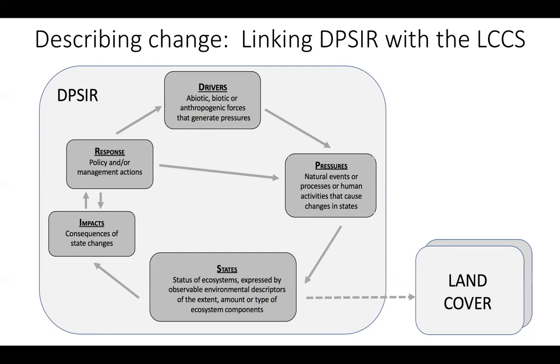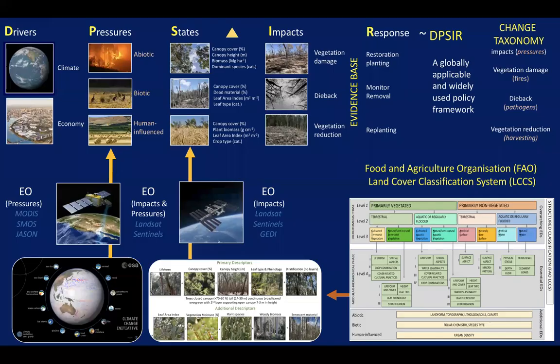So we can look at those impacts and list them, and look at the changes in states and the evidence for the different impacts. But you might get the same impact from different pressures. So you can use other data sets from remote sensing and so on to characterize the pressures as well, and then bring that into land cover change and monitoring. Here's a better explanation, I hope. There's the drivers, pressures, states, impacts, and response at the top. The drivers are climate and economy primarily, and then the pressures are abiotic, biotic, and human influenced.